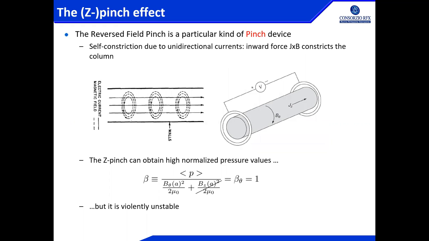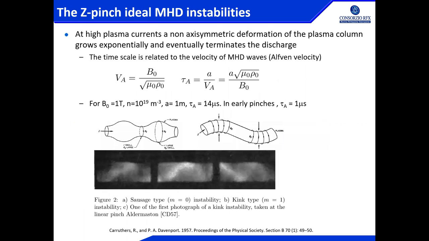Beta was very high, so it was very promising, but unfortunately, it was very violently unstable. And what happens is that at high plasma currents, a non-axisymmetric deformation of the plasma column grows exponentially and eventually terminates the discharge. And this is happening on the time scale of the Alfvén waves, which is on the time scale of microseconds, for the sizes and densities that were available at that time. We are in the 60s, basically.